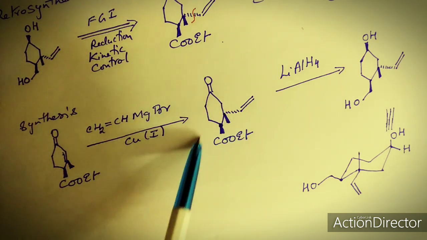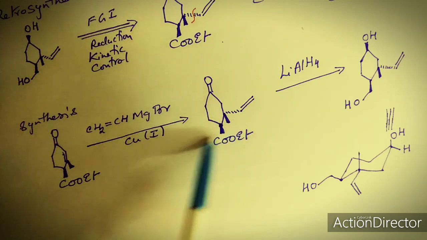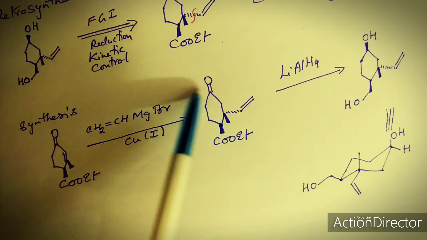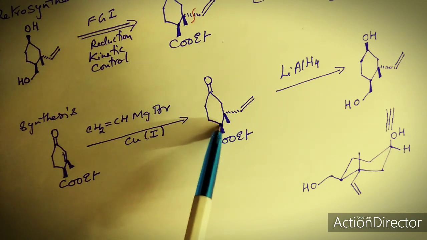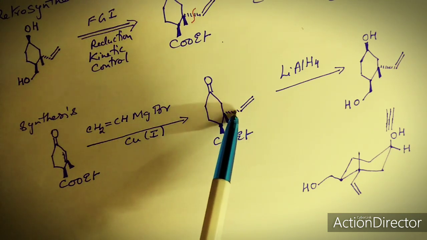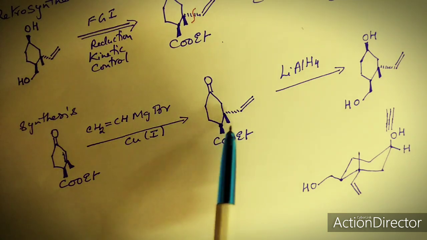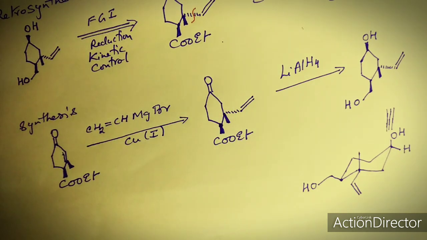Therefore, because this group is present here, it can't attack cis; it has to attack trans. So this is a six-membered ring. Remember, if this is equatorial, the other portion where this will be deposited will also be equatorial, so as to make it trans. 1,2-diequatorial is trans. So it is highly stereoselective, and we get this trans product.